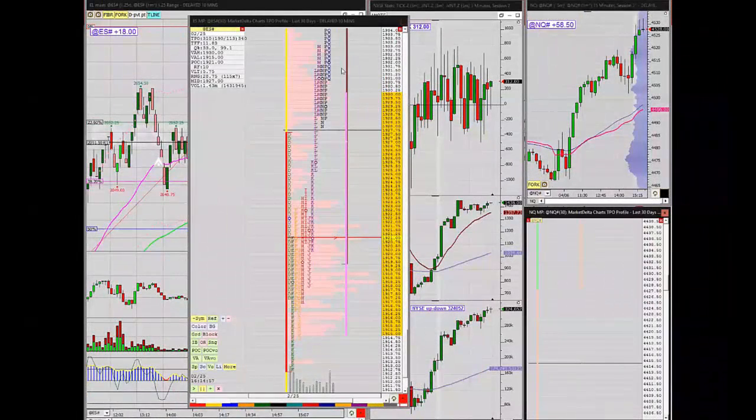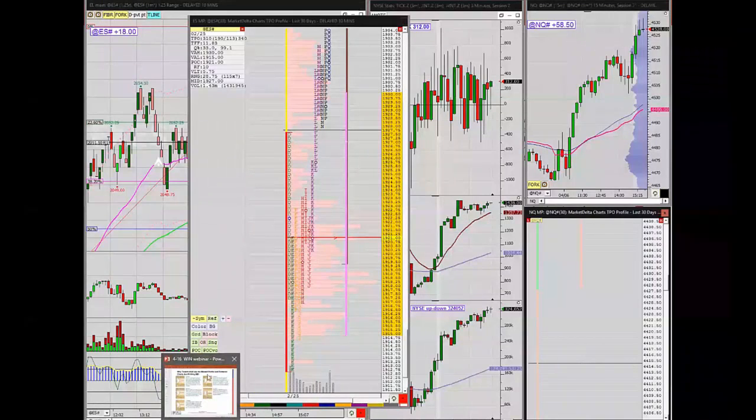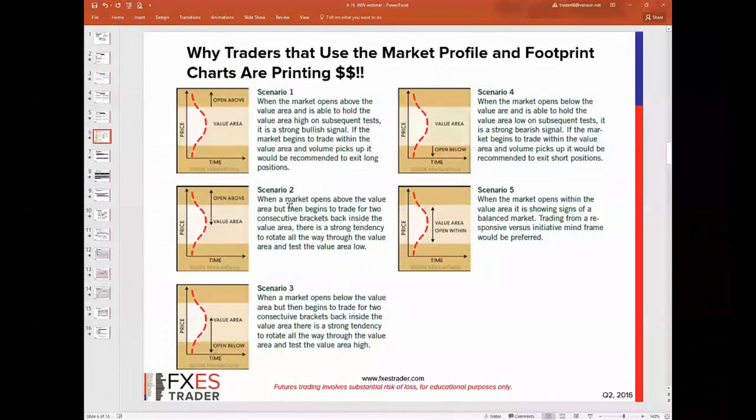So let me just jump back into the slides, because I think this one's important. Keeping an eye on time here, we're about 45 minutes in so far. So scenario one, market opens above the value area and is able to hold the value area high on subsequent tests back down, okay? It's a strong bullish signal.